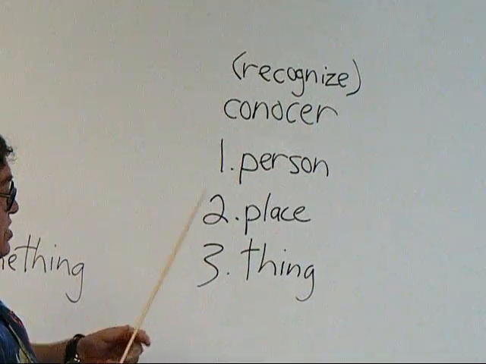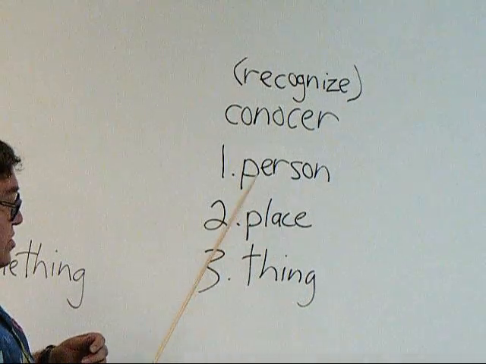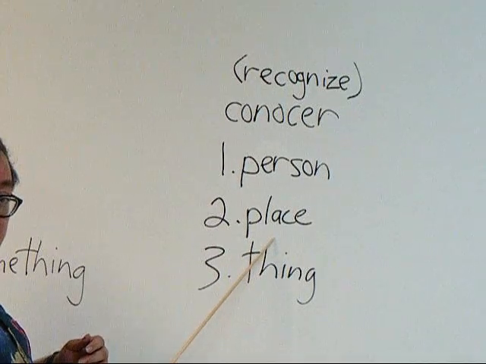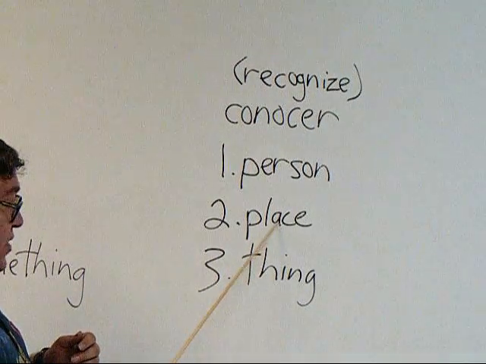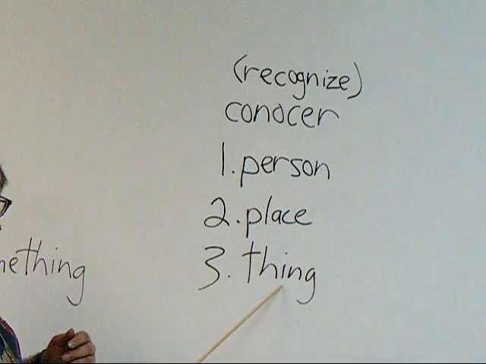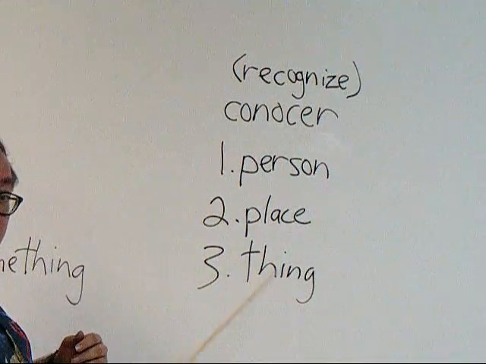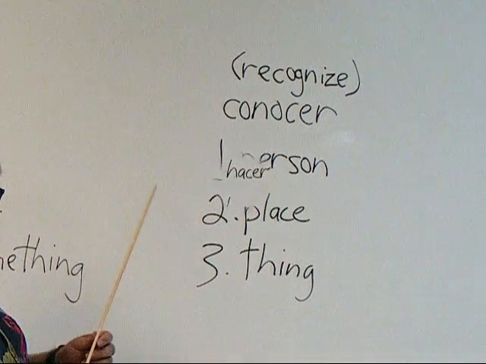For example, if you want to say, I know the neighbor, conozco al vecino, that's a person. If you want to say, I know Little Rock, conozco Little Rock. Or if you want to say, I know the neighbor's cat, conozco el gato del vecino. I would use conocer with things that I am familiar with enough that I could recognize them.